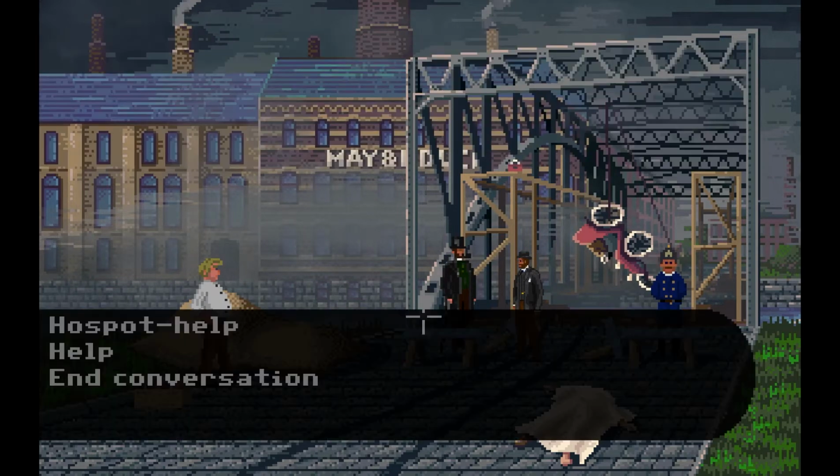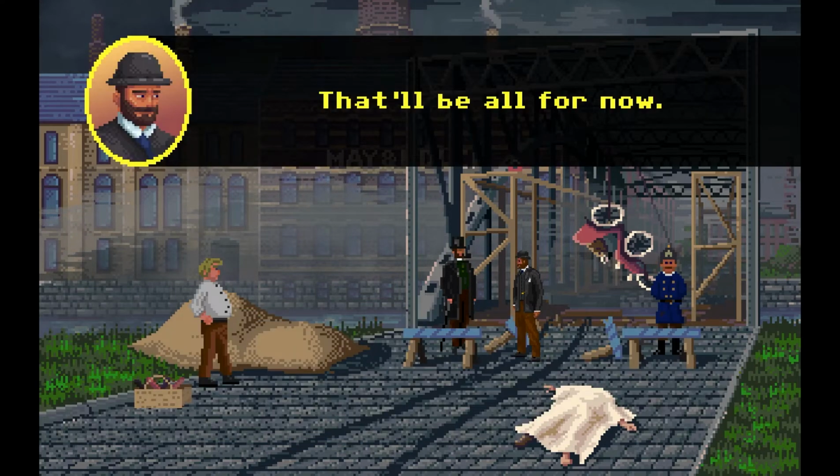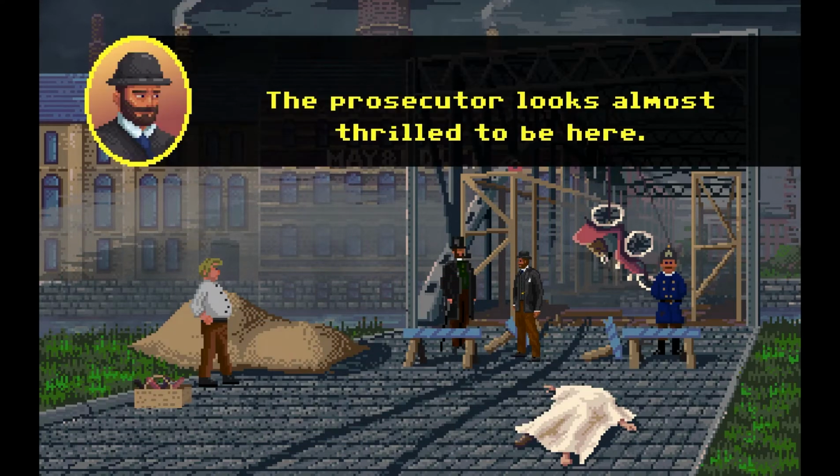Kommissar Kreiser. Hotspot help or regular help? So I guess hotspot help just helps you with the pixel hunting, if that ends up being a thing. And help would be like narrative help. Okay.